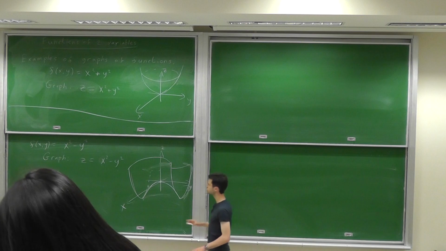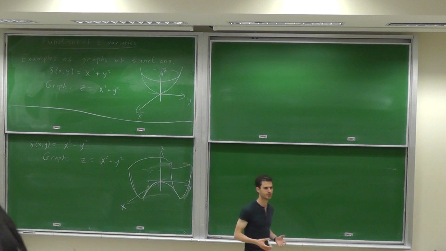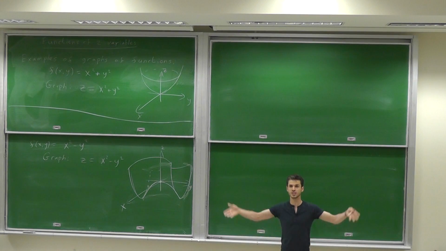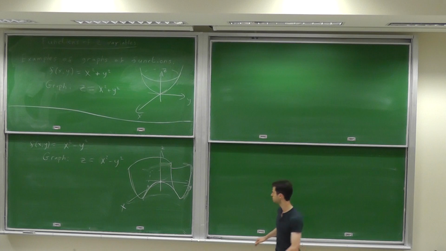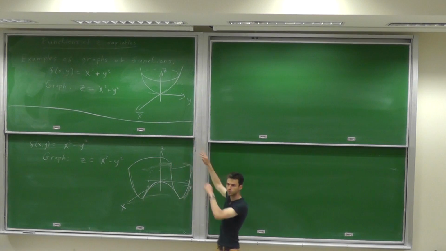We also see that this function doesn't really have a minimum, or doesn't really have a maximum. We can imagine that it goes as high as we wish and as low as we wish. If we continue going in this direction, the function becomes more and more negative. In that direction, it's more and more positive.